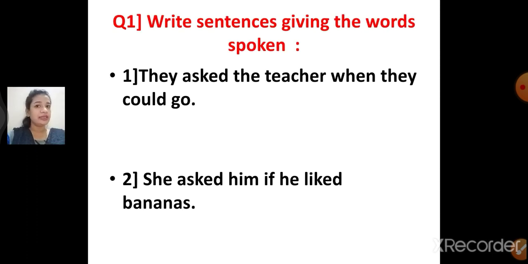Now here the heading is: write the sentences giving the words spoken. Now children, giving the words spoken means that person is speaking some words. So spoken words are also called direct speech. Now here for giving the answer you have to read the question properly. You have to pay attention. So what are the spoken words? You have to find out the spoken words.